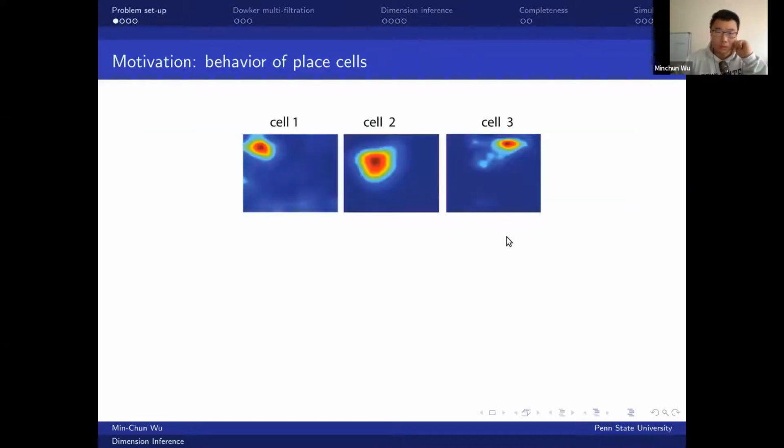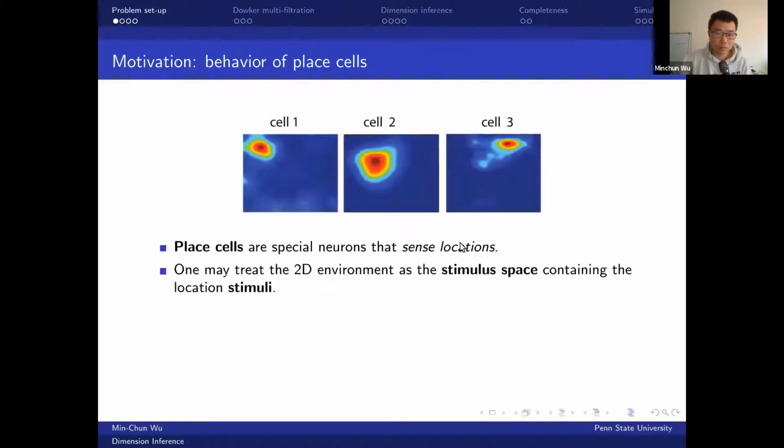Let me start with some motivation from neuroscience. There is a special kind of neuron called place cells, which have a special property in how they sense locations. As you can see, there are three heat maps here, and the rectangle represents the same environment. When you put an animal in the environment, they record the activity of three different place cells.